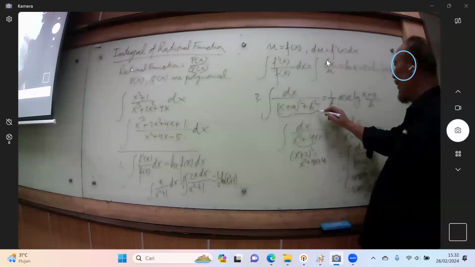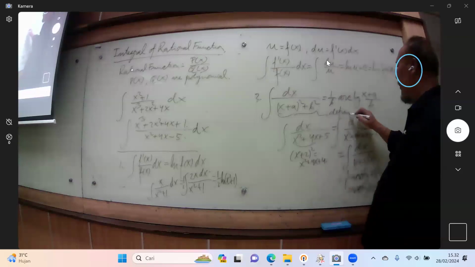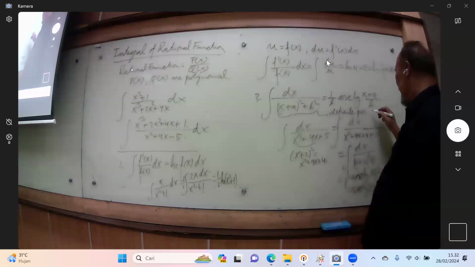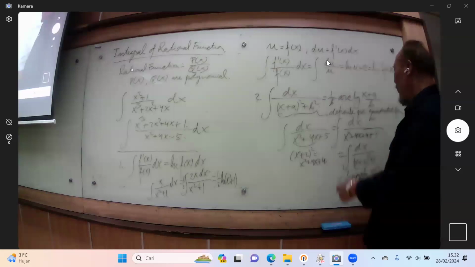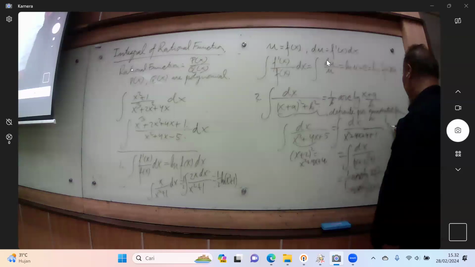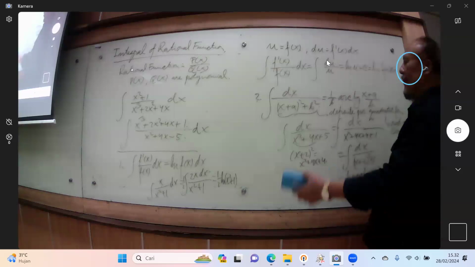So this is a positive definite quadratic function. Positive definite means the roots are complex. So these are the two important cases.